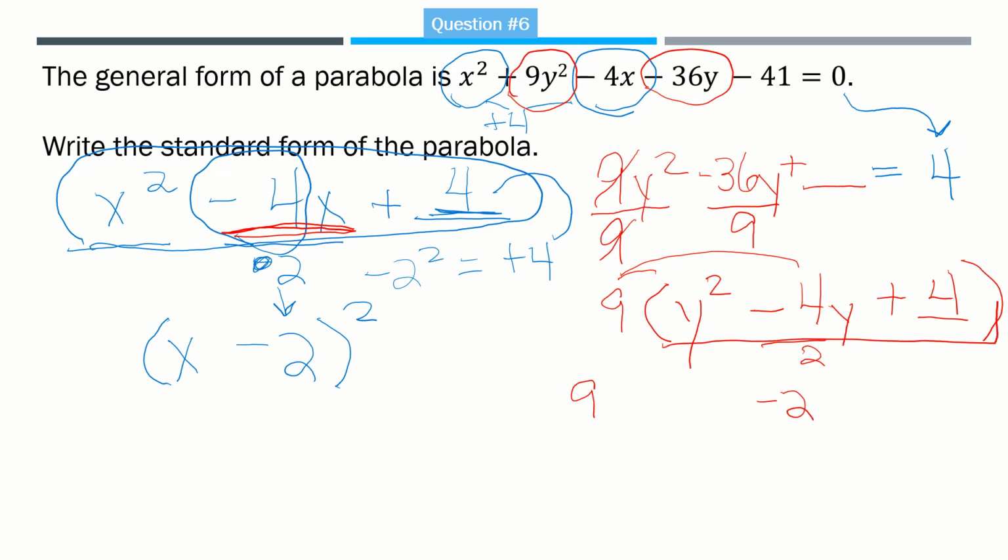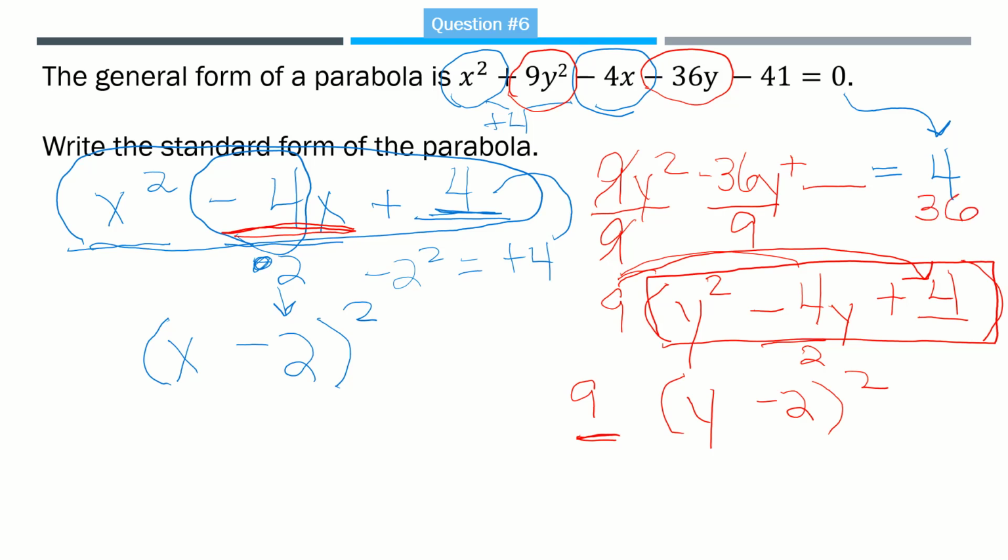This right here that we created, the perfect trinomial square, we can factor that into y minus 2 squared. Don't forget, we're multiplying. We took that 9 out. Now, in order to know what we added, we've got to multiply that 9 times that 4 inside the parentheses. 9 times 4 is 36. We're actually adding 36 to the left, so we're going to add 36 to the right over here.